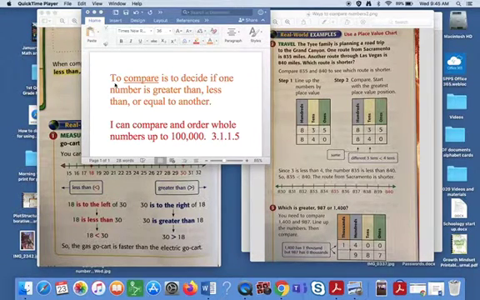And so you can look right here where I say to compare is to decide if one number is greater than, less than, or equal to another. So our job for today or tomorrow is to look at how to compare numbers. So our math focus for today is right here. I can compare and order whole numbers up to 100,000.